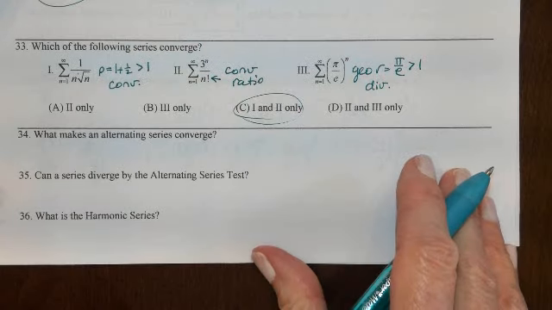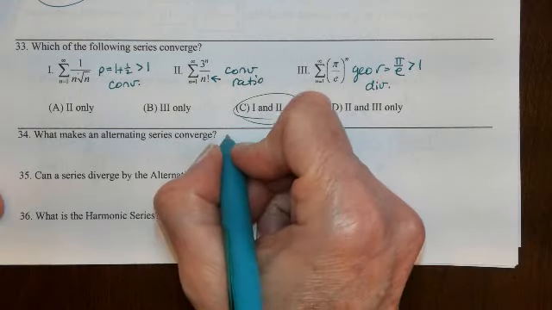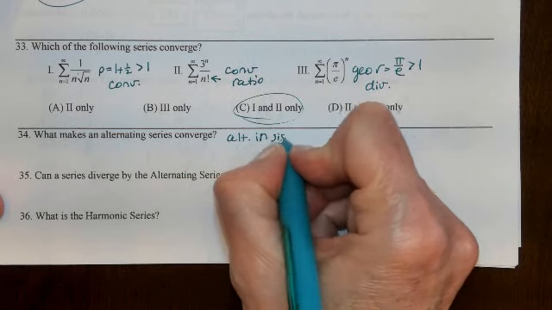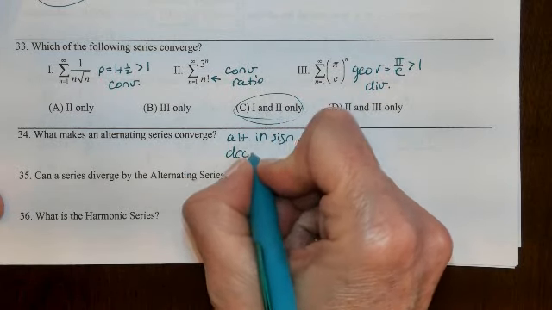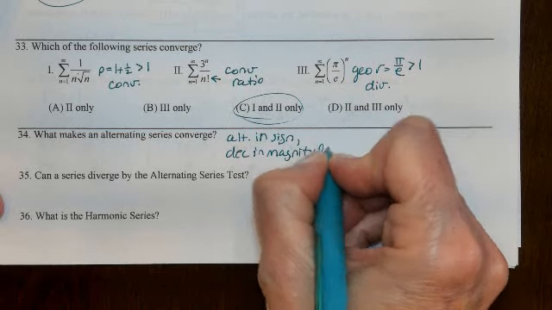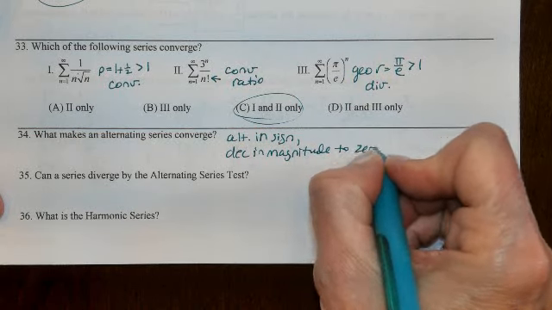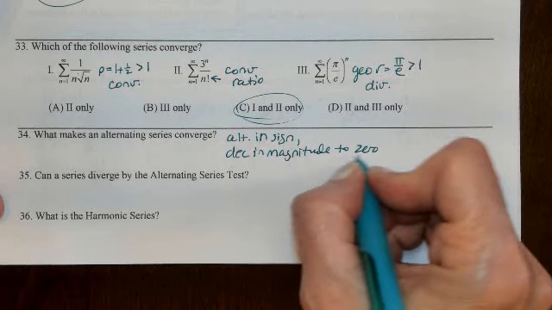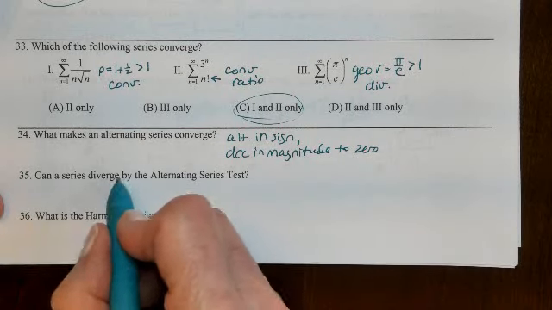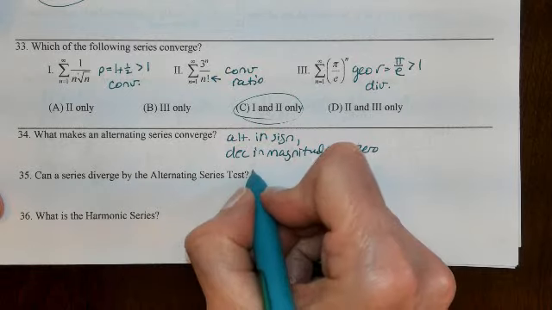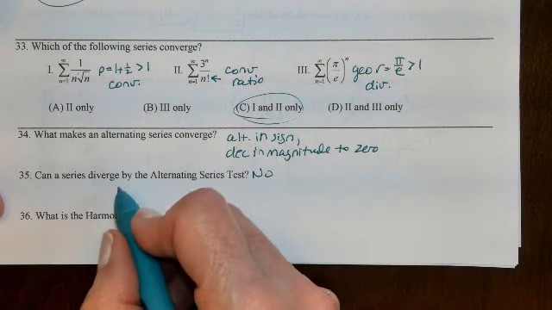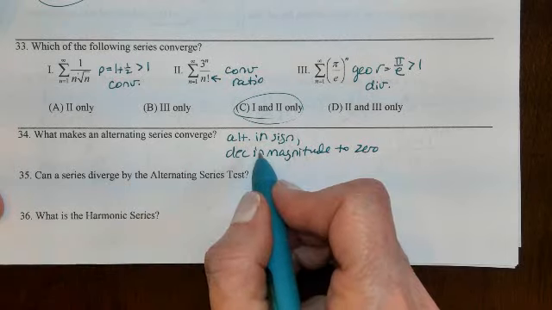What makes an alternating series converge? Alternating in sign, decreasing in magnitude to 0, which means the limit as n goes to infinity is 0. Can a series diverge by the alternating series test? No. If this is not true, it diverges, but it diverges by nth term test, right?